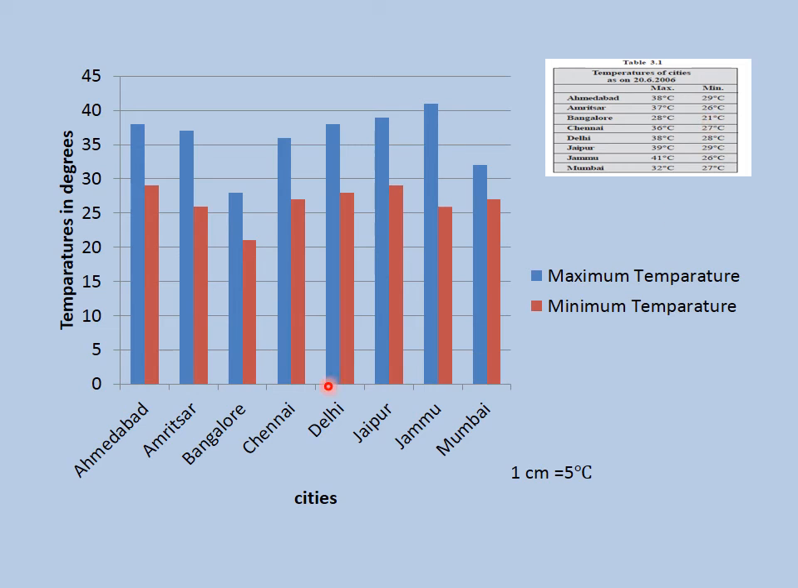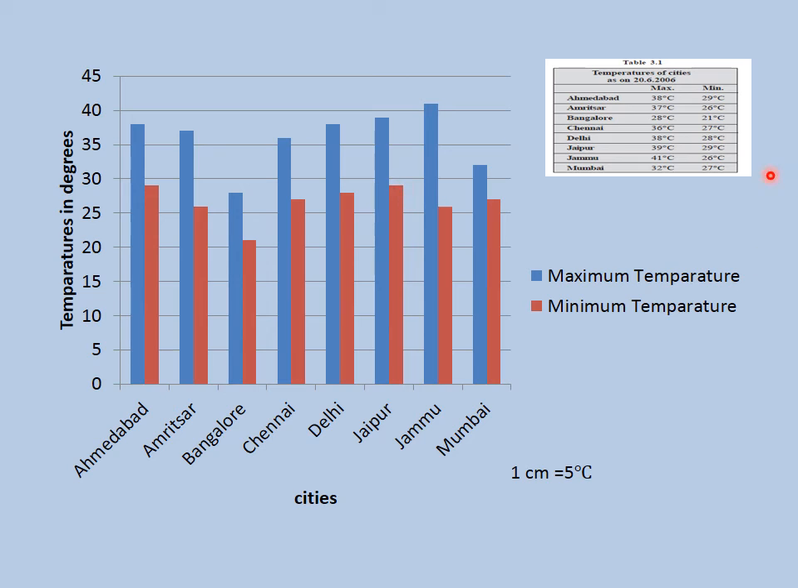Next we have Bangalore, 21 degrees: 20, 21. Next we have Chennai, 27 degrees: 25, 26, 27. Below 30 and above 25. Delhi we have 28 degrees: 25, 26, 27, 28. Jaipur 29 degrees. Below 30 degrees, you will write.